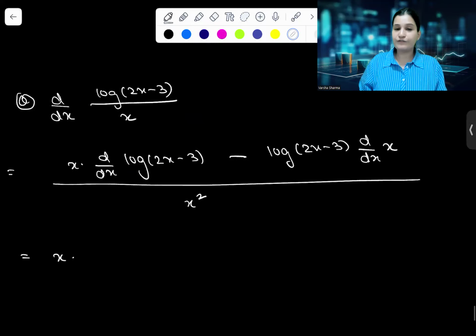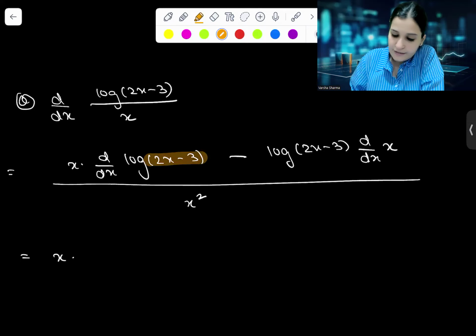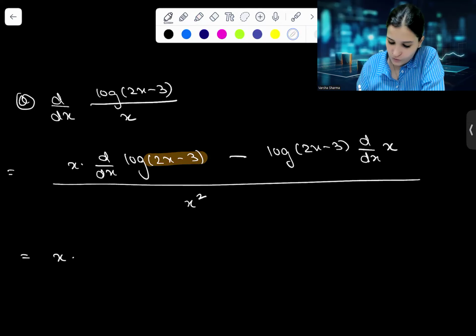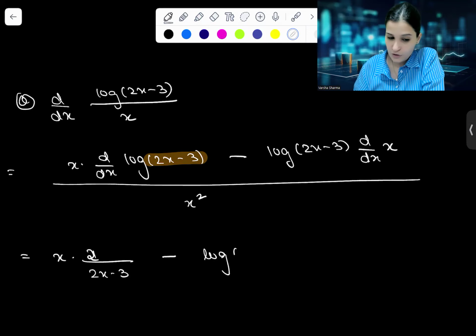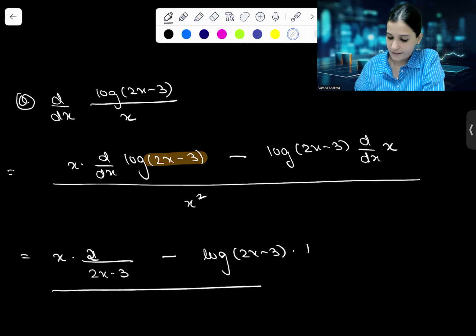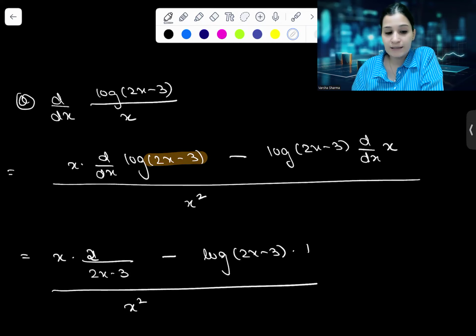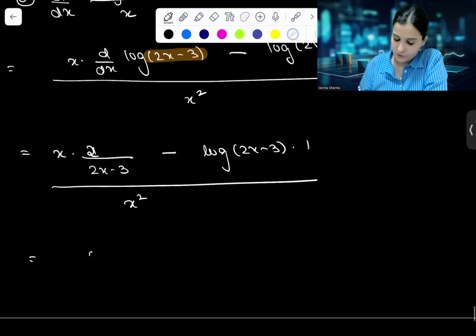So x times the differentiation of log 2x minus 3. I'll treat this as log x, so 1 by x into the differentiation of 2x minus 3, which is 2, minus log of 2x minus 3 into the differentiation of x, which is 1. Any problem with this sign? No, ma'am.